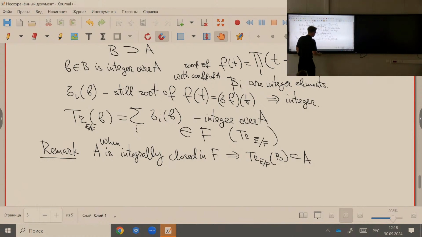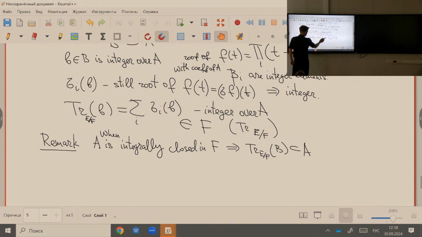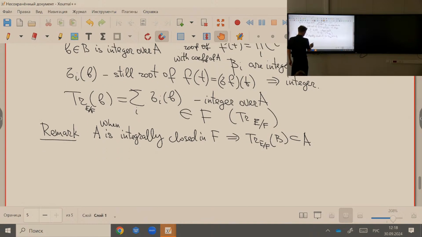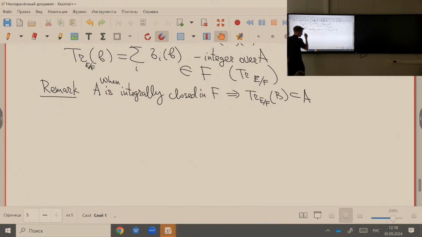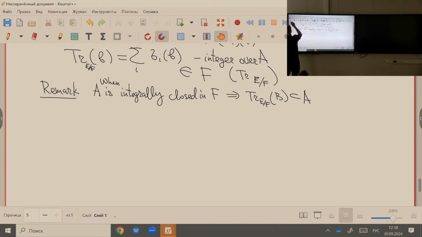So what do we do with this trace? Now we shall use this proposition. So first of all, this gives you the trace map. The other thing that we use is the trace map as a symmetric bilinear form.